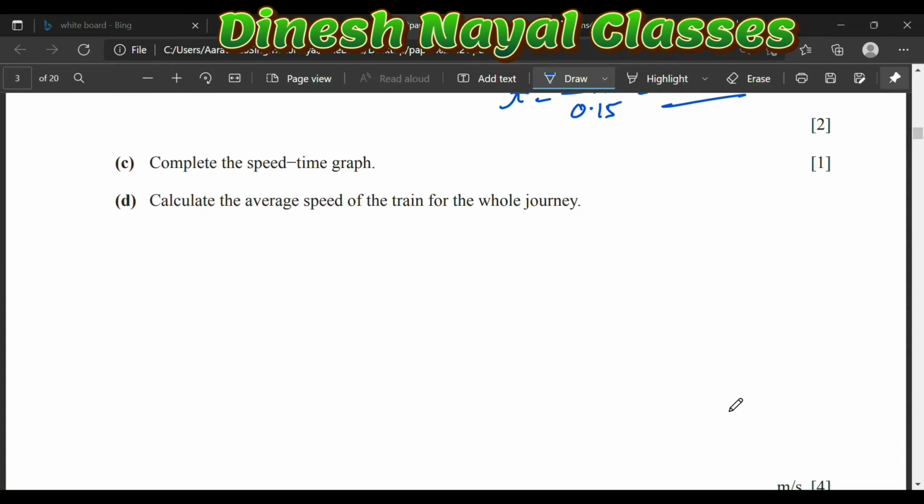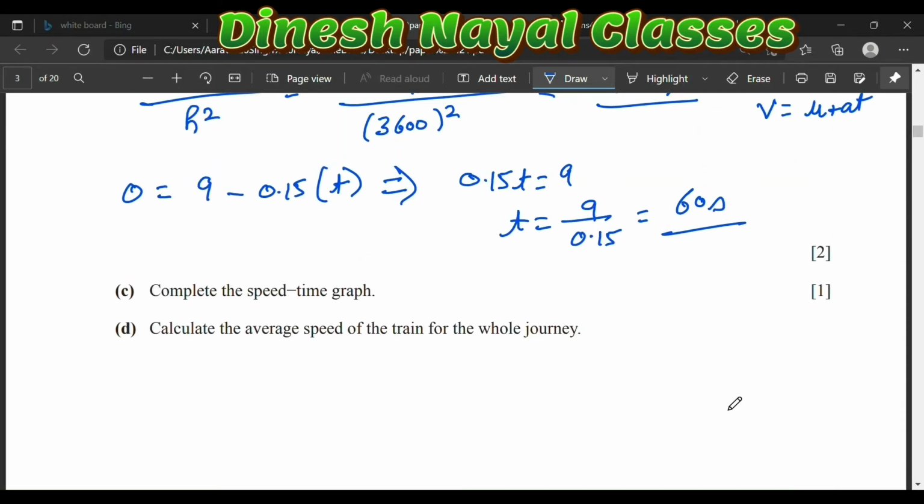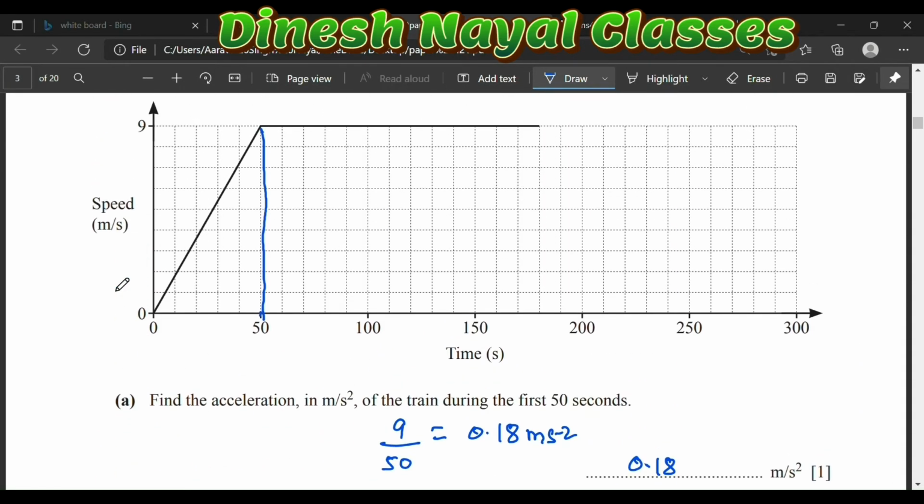Coming to the C part, complete the speed time graph. As you can see from the speed time graph, they have given till this point, which is 180. Now we know that the train comes to a halt after 60 seconds, so we add 60 to it. That means at 240 seconds it comes to rest. So here is the 240 second point, and join them. Please do join them using a ruler, because I am joining it by rough hand. So this is the complete speed time graph.